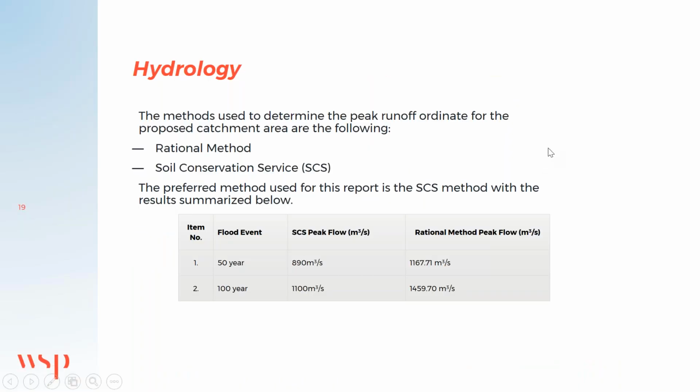With that being said, the chosen method of studying the hydrology in this instance was the SCS method. The SCS method produced the peak flows as we can see over here, 1,100 cubic meters per second for a 100-year flood, and 890 cubic meters per second for the 50-year flood there.